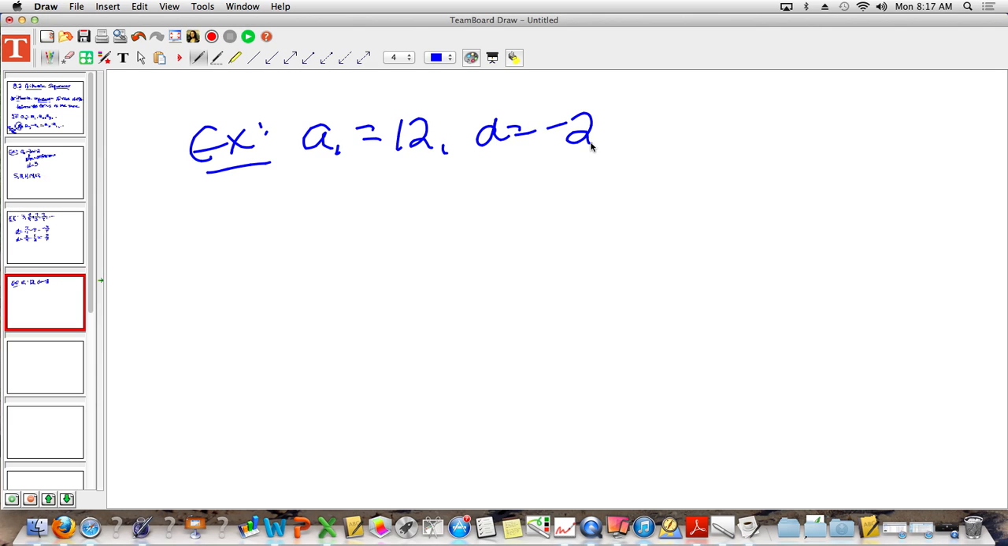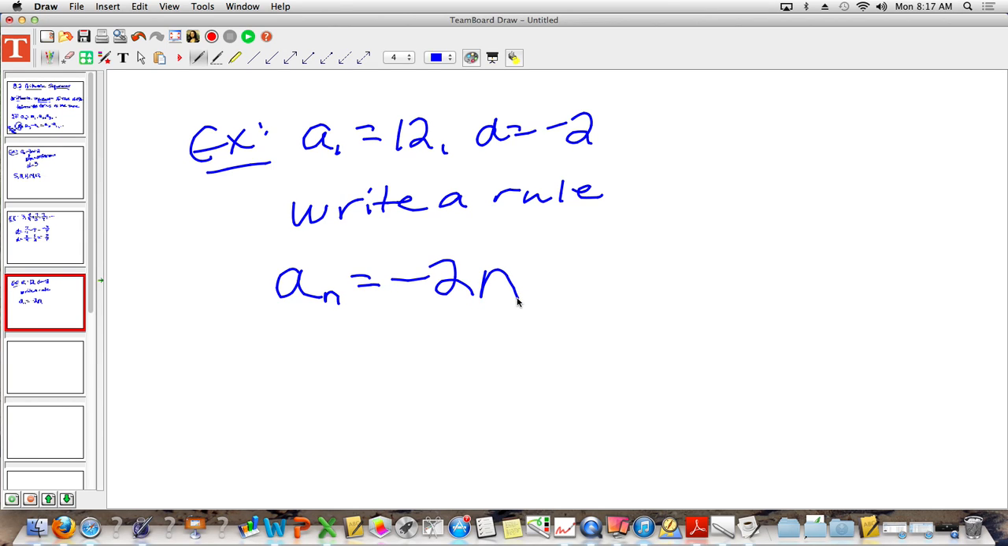Write a rule for this situation. Usually the rules start off a sub n is equal to. The differences are negative 2. The differences, that's another way of representing slope. So you know that the slope is negative 2. So you do negative 2, and what goes next to negative 2? An n. Remember, the slope always goes with the variable in a linear situation.